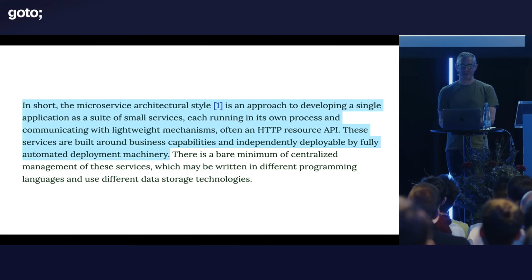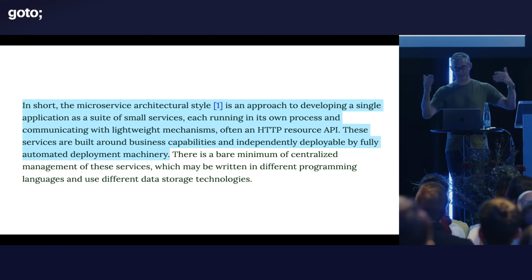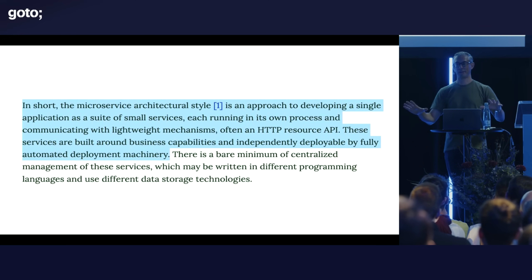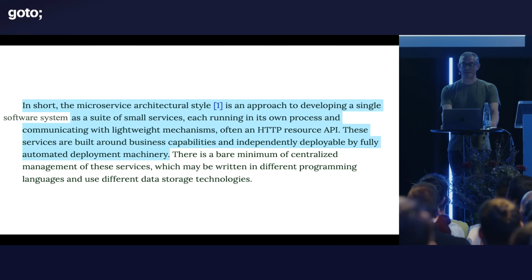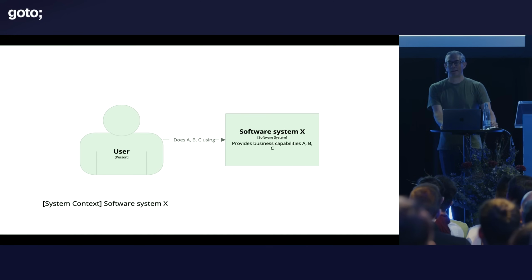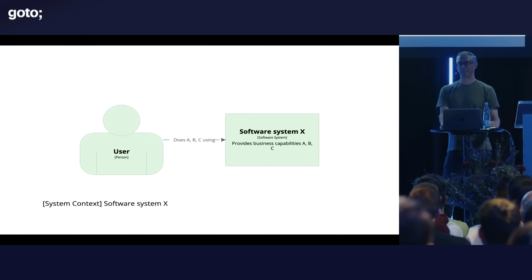And the thing starts out like this. In short, the microservice architecture style is an approach to developing a single application as a suite of small services, each running in its own process and communicating with lightweight mechanisms. I like this, but I want to C4 it. So I'm going to change one word. I'm going to say that the microservice architecture style is an approach to developing a single software system as a collection of smaller services. So our context diagram is the same. So in this example, we're still one team building all of the software inside this small startup.